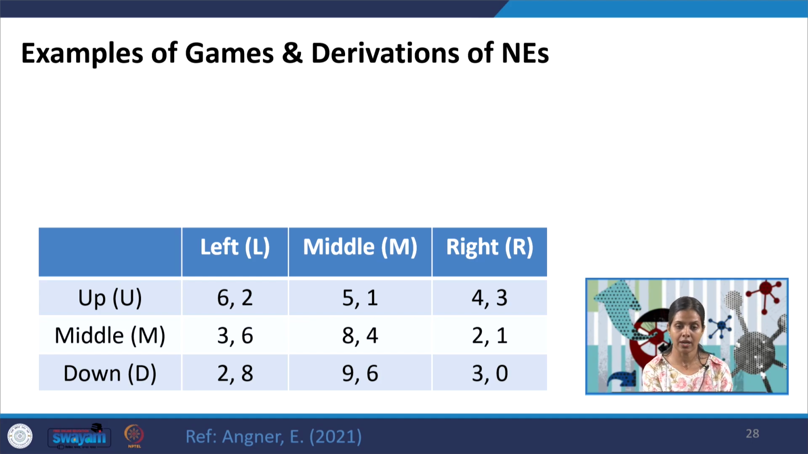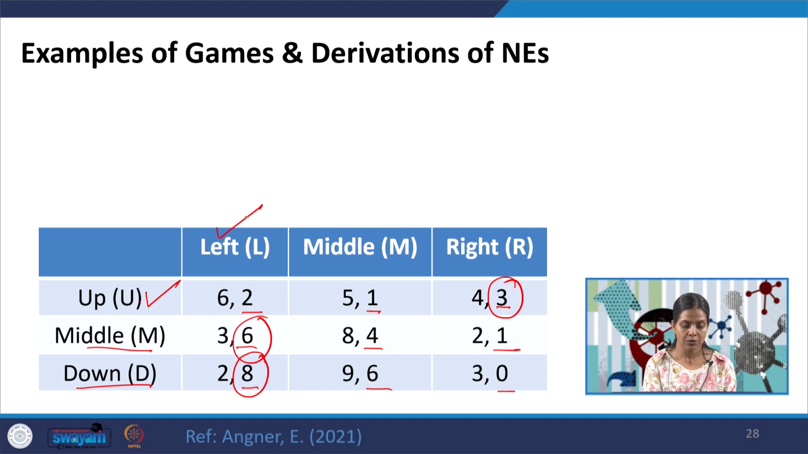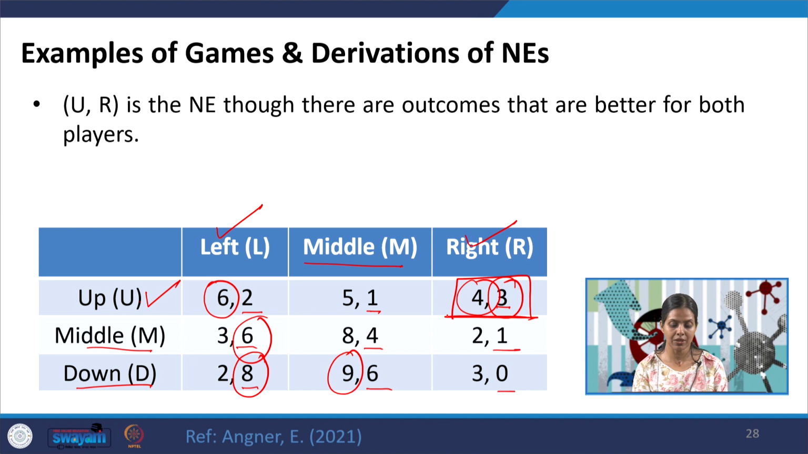Here again let us look at the payoffs and what is the Nash equilibrium. Now, for up, player 2 will choose R, for middle player 2 will choose L, for down player 2 will choose L again. Now, when player 2 chooses L, then player 1 chooses up. When player 2 chooses middle, player 1 chooses down or D, and when player 2 chooses R or right, then player 1 chooses up. So, as you can see, only here both the numbers are encircled. So, this is the only Nash equilibrium here.